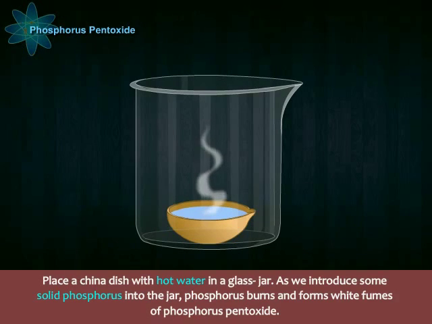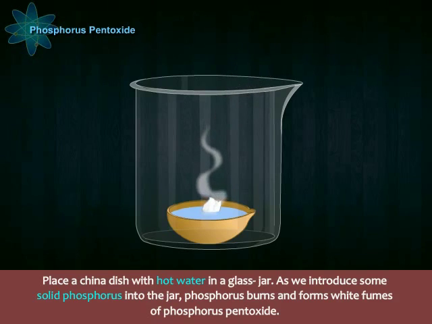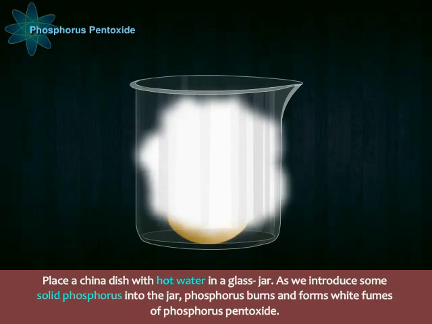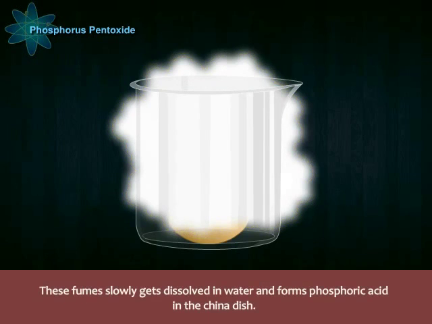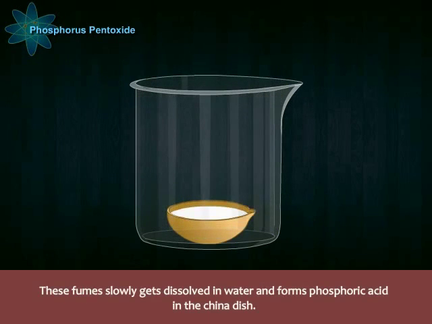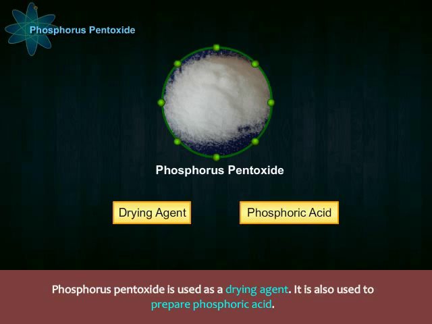Place a china dish with hot water in a glass jar. As we introduce some solid phosphorus into the jar, phosphorus burns and forms white fumes of phosphorus pentoxide. These fumes slowly get dissolved in water and form phosphoric acid in the china dish. Phosphorus pentoxide is used as a drying agent. It is also used to prepare phosphoric acid.